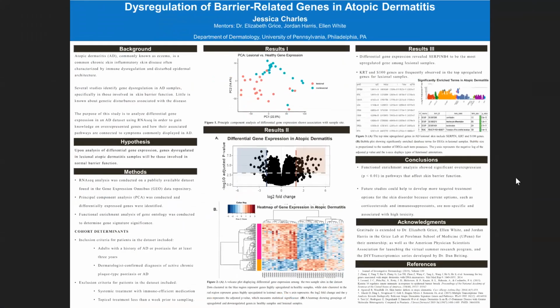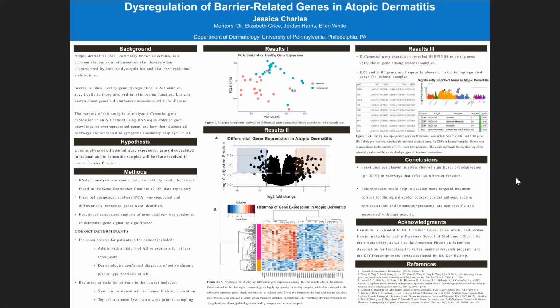This study adds to the understanding of gene dysregulation in the presence of atopic dermatitis and demonstrates how RNA-seq can be used to analyze differential gene expression in a publicly available data set. The top differentially expressed genes had significant enrichment in functional annotations, including keratinization and cornification. While both are normally expressed and necessary for proper skin barrier function, if overexpressed, dysfunction may result.